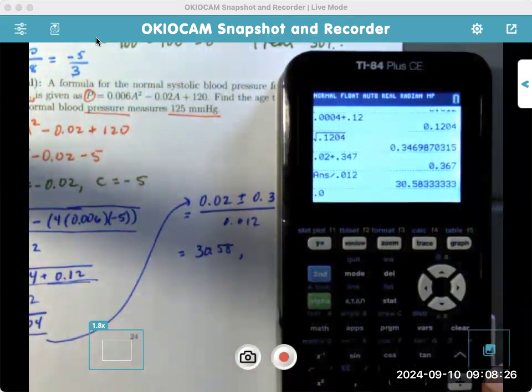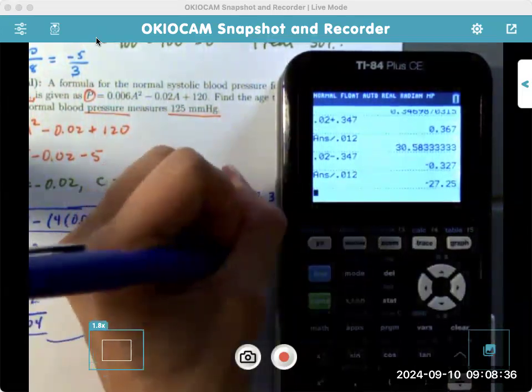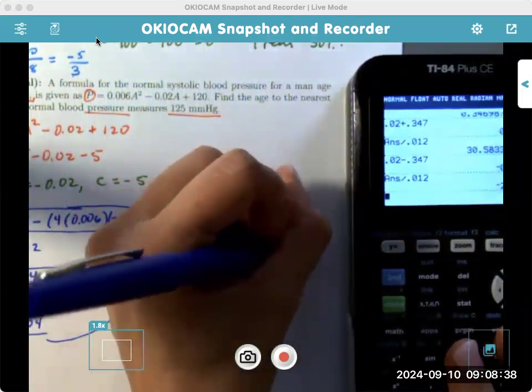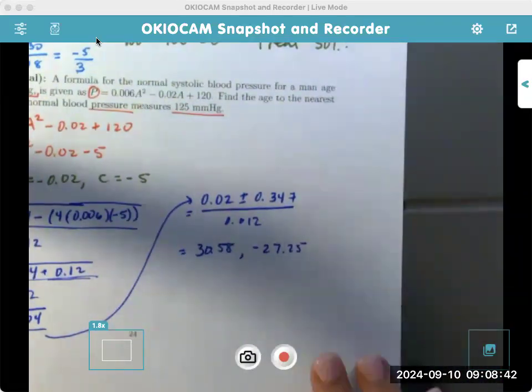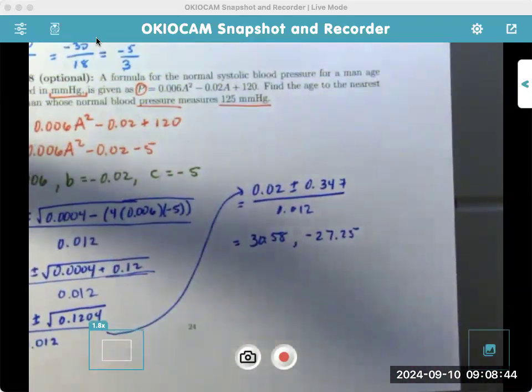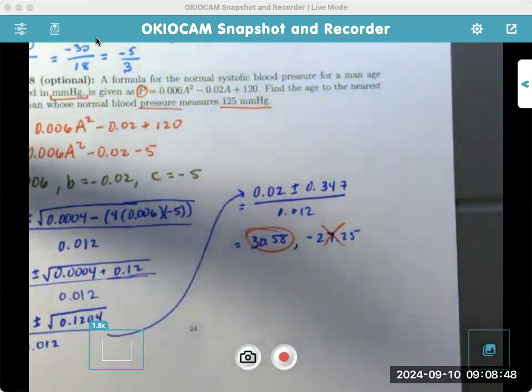And 0.02 minus 0.347 divided by 0.012, negative 27.25. Does that make sense? Is a man going to be negative age? No. So the only answer is about 30 and a half years old.